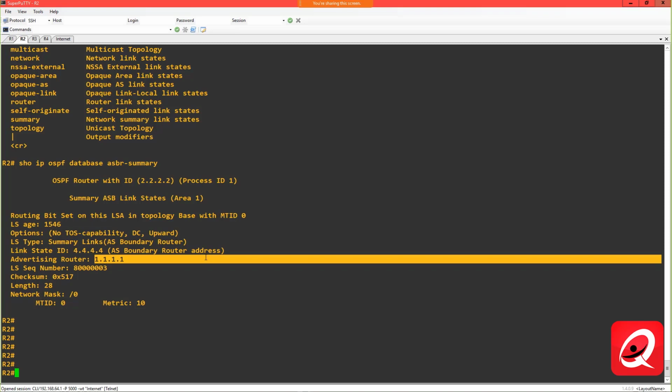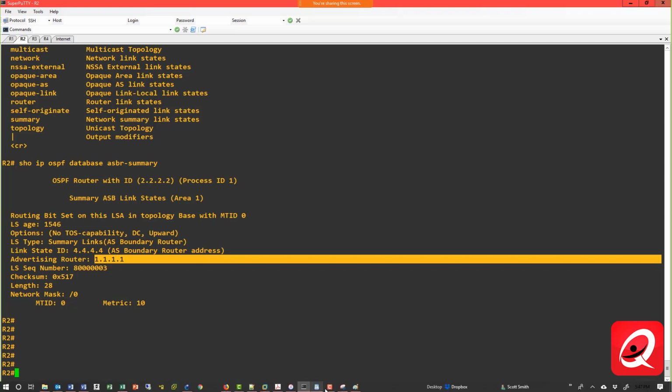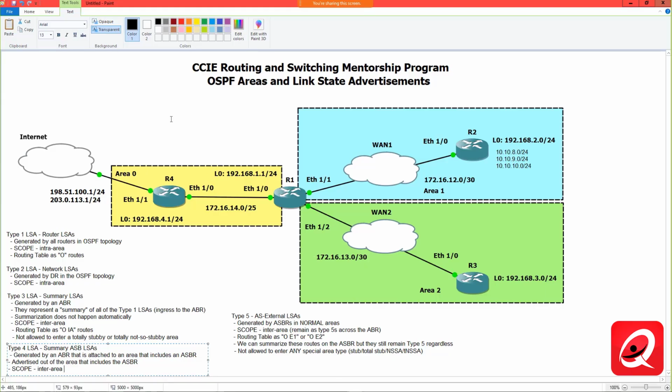So, all that being said, this router here, I'm just going to put some notes on the diagram here. This router here is an ASBR. So it's going to be generating type 1s, and actually it's an ASBR and a DR, isn't it? So it's going to be generating LSA type 1s, type 2s, and type 5s. Okay?